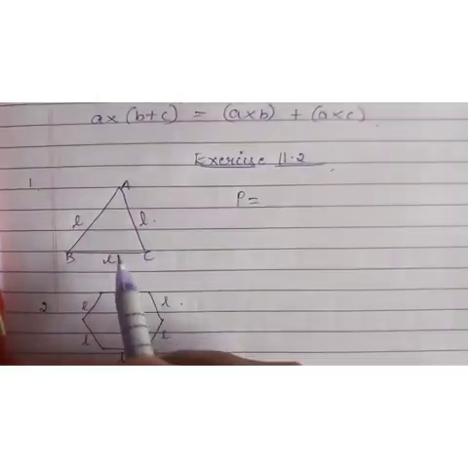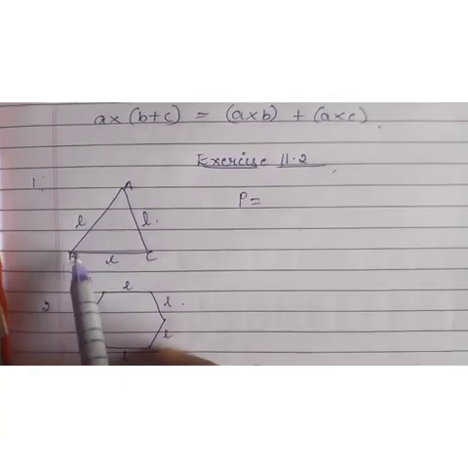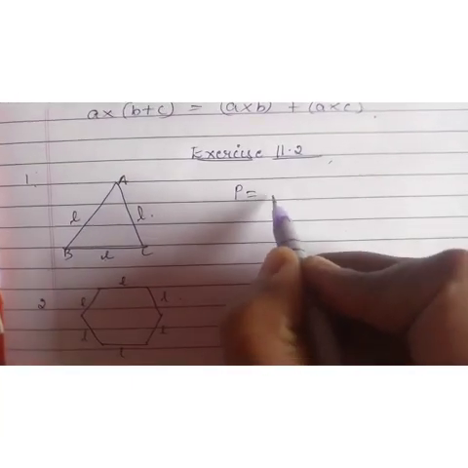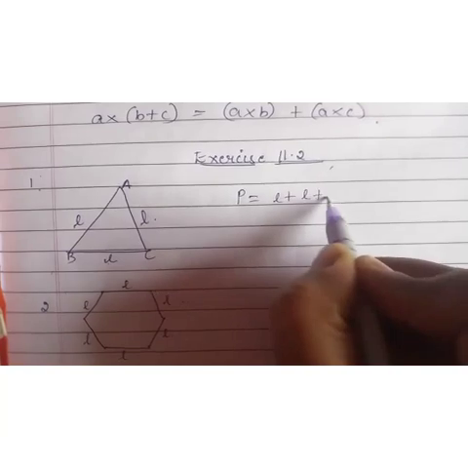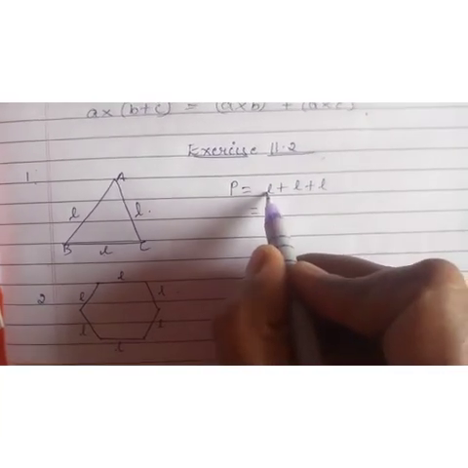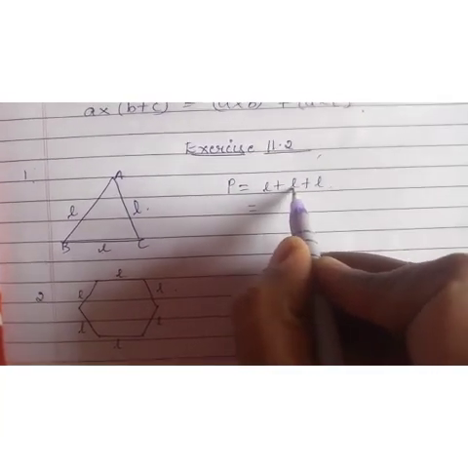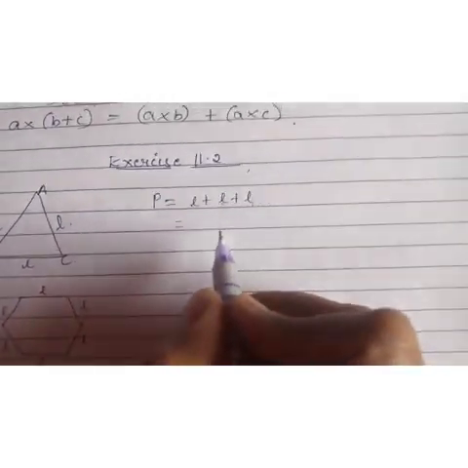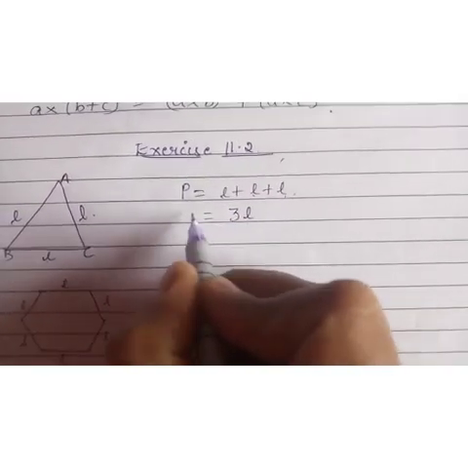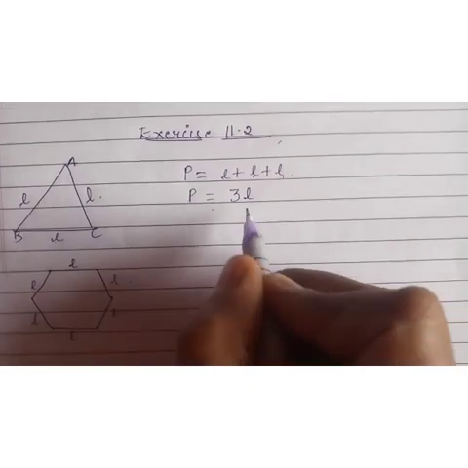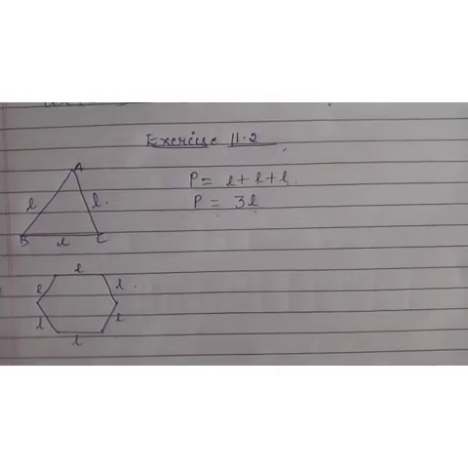Perimeter is nothing but the sum of all the sides of the triangle, that is L plus L plus L. That is L plus L, 2L plus L, we have 3L. So we can write perimeter is equals to 3L.